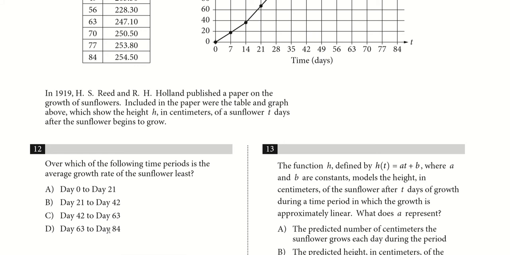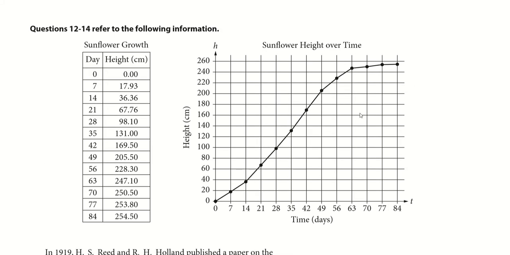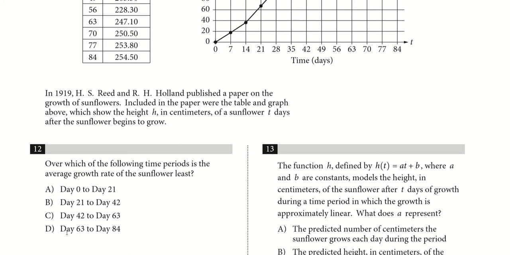But our last option is 63 to 84. So over this section, you have a very small change in y over a pretty big change in x. So over these 21 days, you have a very small change in y. So your average growth rate here is very small because you barely grow over a period of like 20 days, as opposed to growing quite a bit in these periods, because your change in height over these periods of time is much larger compared to this one. So D is our answer because the average growth rate is the smallest.